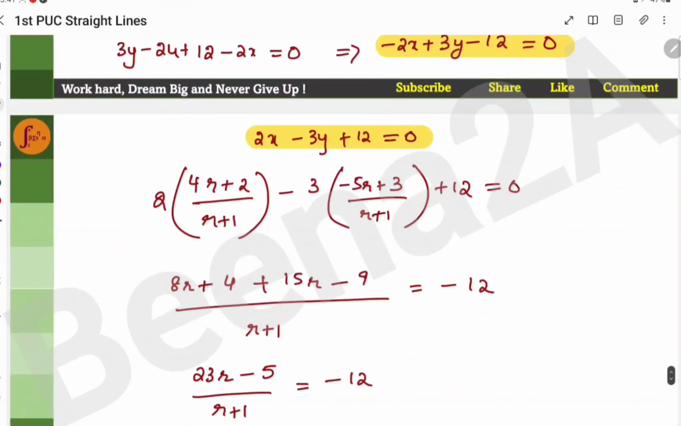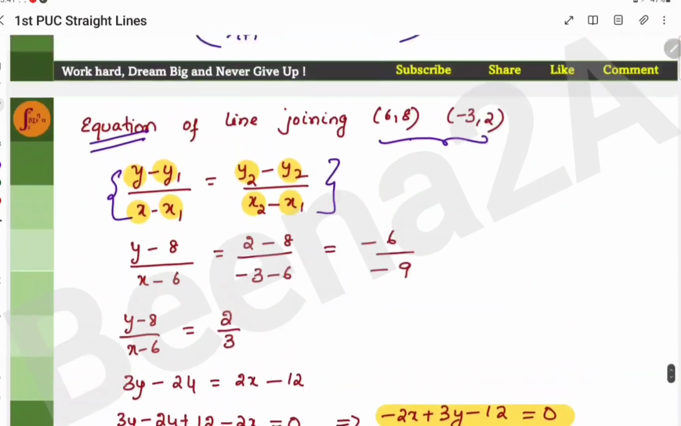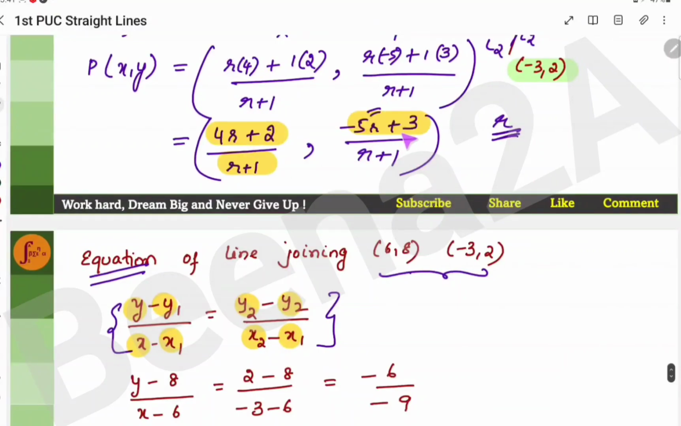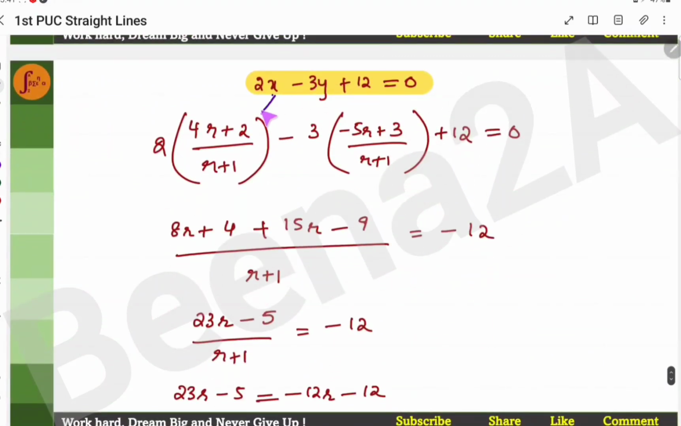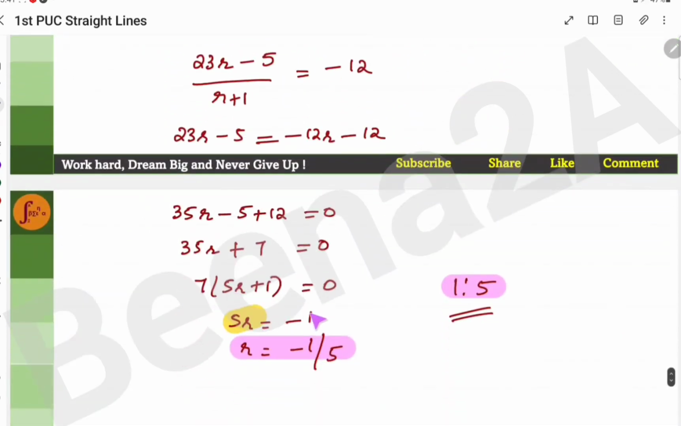Now in this equation, you put the point that we got. Instead of x, you put this point. Instead of y, you put this point here. In this equation, instead of x, you put this. Instead of y, you put this. And then when you simplify, slightly lengthy, but if you simplify, you will finally get r. R comes as minus 1 by 5. Minus 1 by 5 is nothing but 1:5. Ratio is 1:5. That's all.